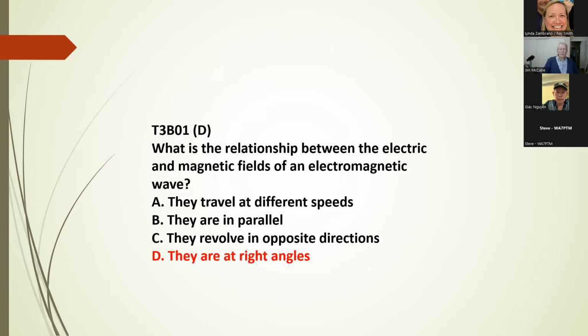We just saw that, remember the little picture. What is the relationship between electric and magnetic fields in an electromagnetic wave? They're at right angles. Just remember that little diagram. The red ones are vertical and the blue ones are horizontal.